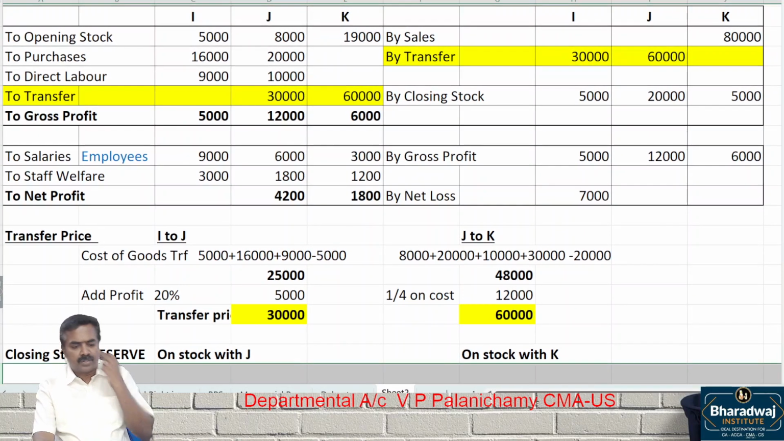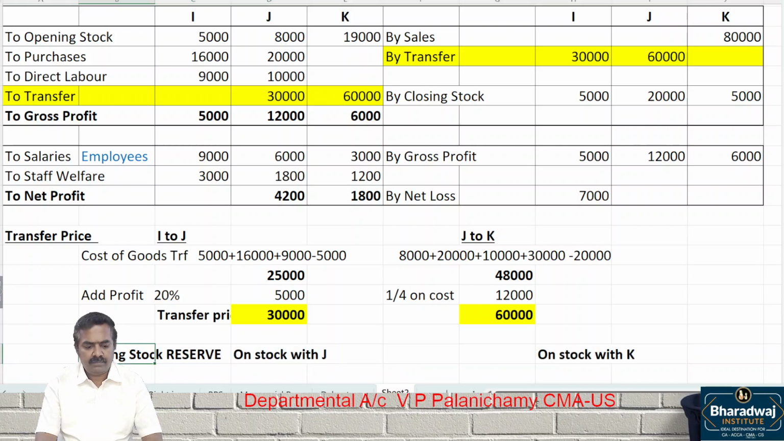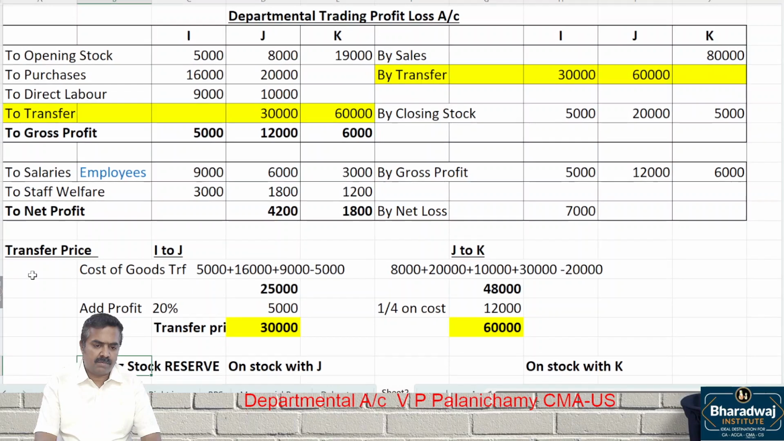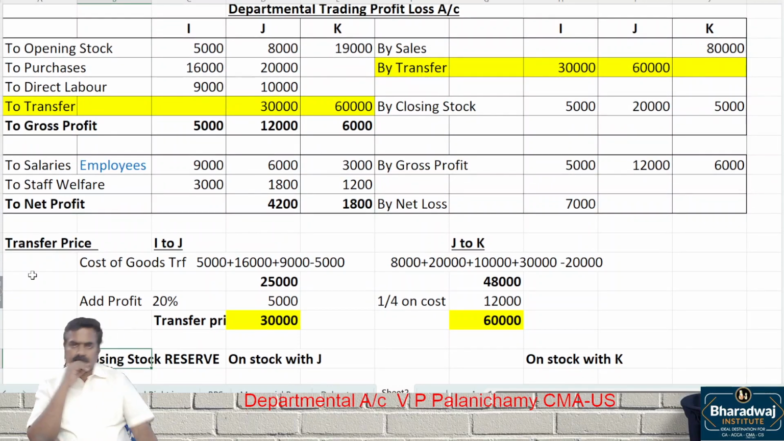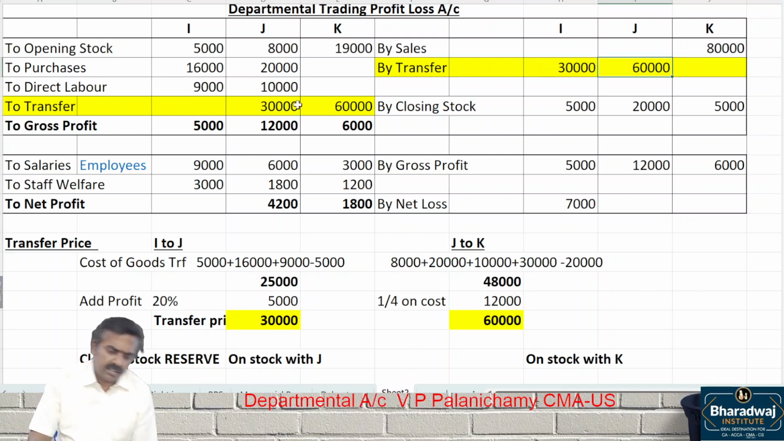So try to work out stock reserve, closing stock reserve on stock with J and stock with K. Any doubt so far? In the 30,000, do you understand how do we get the transfer price? So that is income for I, expense for J. Then 60,000 is a transfer price of J to K. 60,000 income for J, and of course for K it is like a cost.